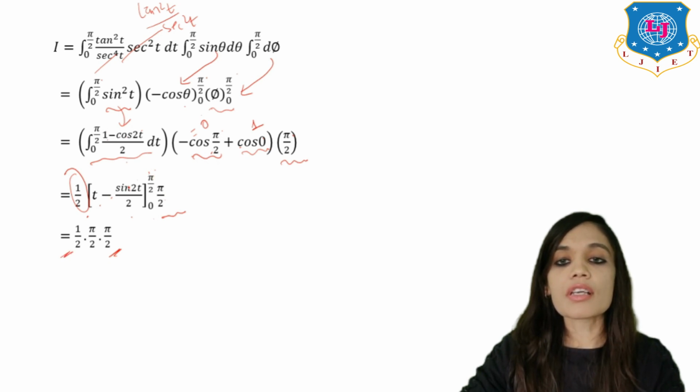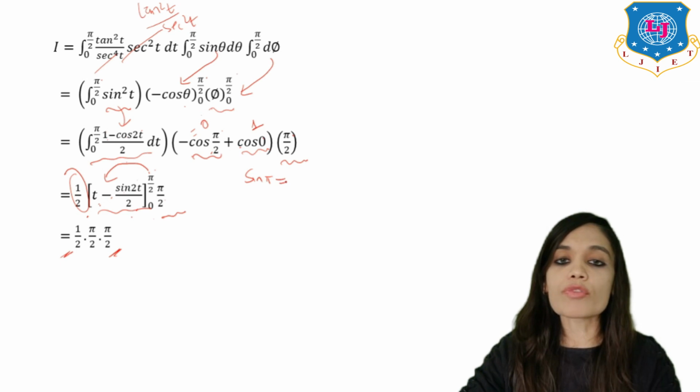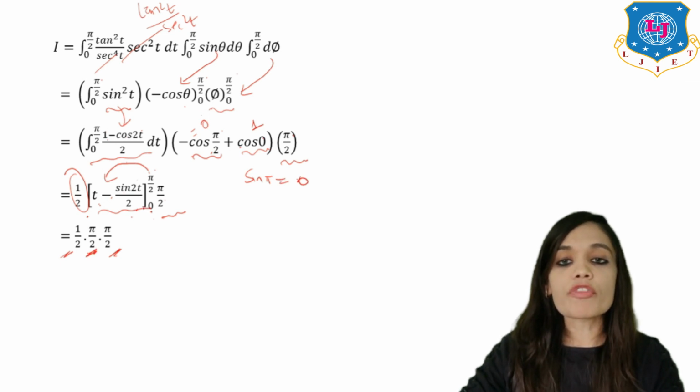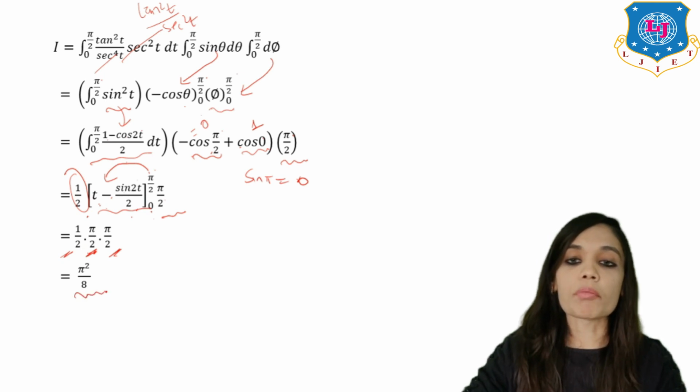Put the limits over here. If you put pi by 2, you will get pi by 2 minus sine pi upon 2. But the value of sine pi is 0, so only pi by 2 will remain. If you put 0, then the whole term will go to 0. Now simplify this. So you will get your answer as pi square by 8.